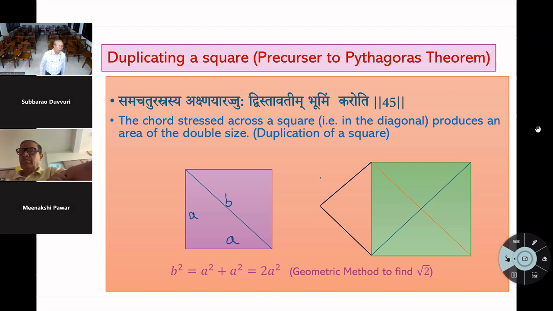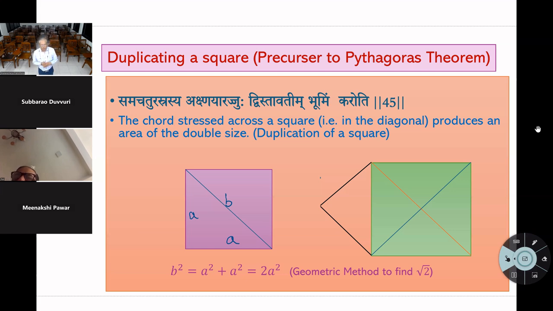So this slant rope you put there. Now you take this slant rope joining the opposite vertices of the Samachaturasra, that is the square. Now if you use that, then it makes double the area. Dvistavatim. Dvi means two, and Tavati means that much. Tavat, that much. Dvistavatim, two times that much. Bhumi means area, Karoti means makes. So a chord traced across a square, that is a diagonal, produces an area of double size, duplication of a square.